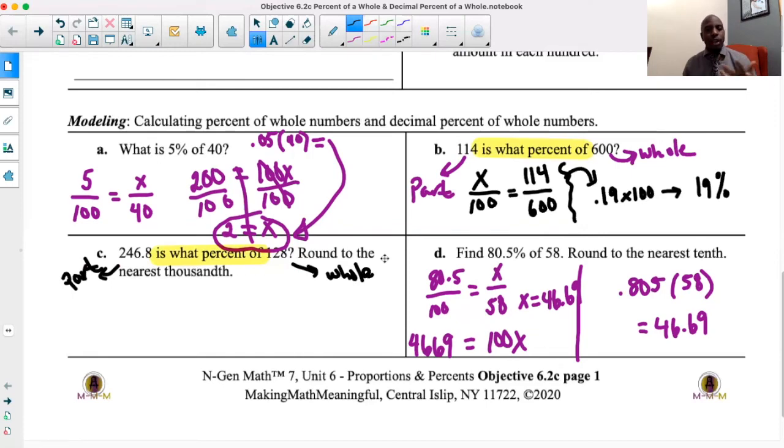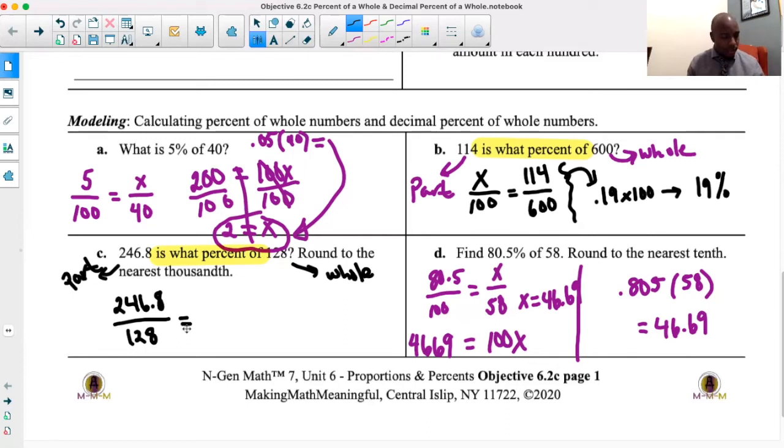We're not afraid of these things. It's okay. So I'm going to take the part, 246.8, and I'm going to divide that by 128. If you want to have it equal to X over 100 and you want to cross multiply, please do so. However, here I'm going to simply divide these two and I'm going to get a decimal.